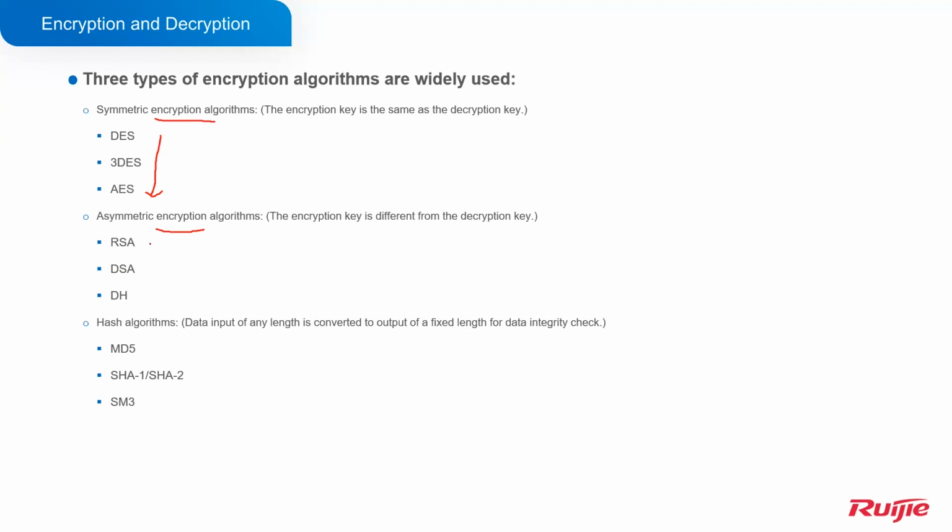Asymmetric means we will use private key and public key together, a double key. And the algorithms are RSA, DSA, and DH, right? For example, usually we will use these three types of encryption algorithm in IPSec. And we usually use DH in the IKE, so we can protect the IPSec message.